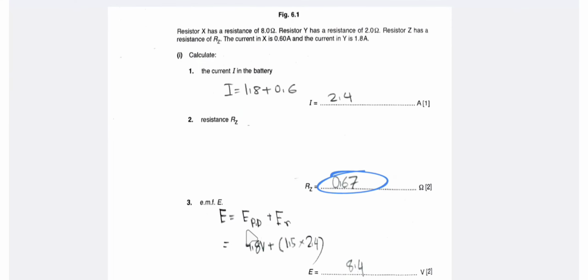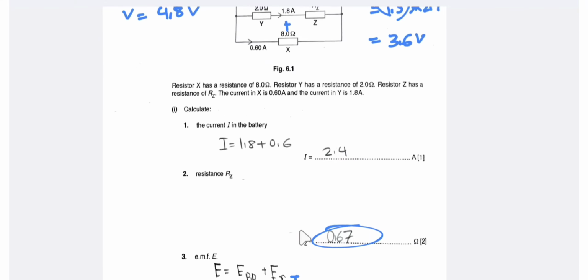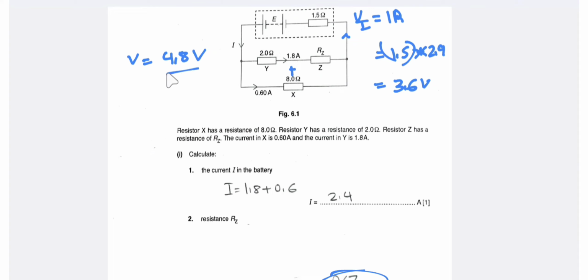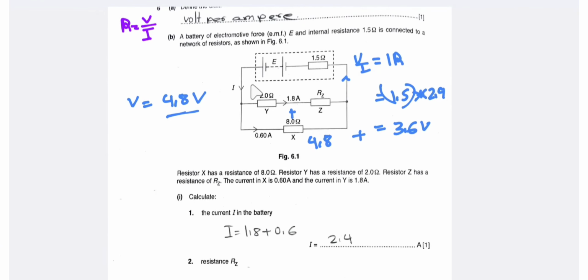Now we need to calculate the total EMF. So total EMF is equal to total potential difference plus potential difference across the internal resistance, or Ir. So the total potential difference is 4.8 volt that we have calculated here, and the potential difference across the internal resistance is 3.6. So 4.8 plus 3.6, the overall voltage is 8.4 volt. That is, the EMF is 8.4 volt.